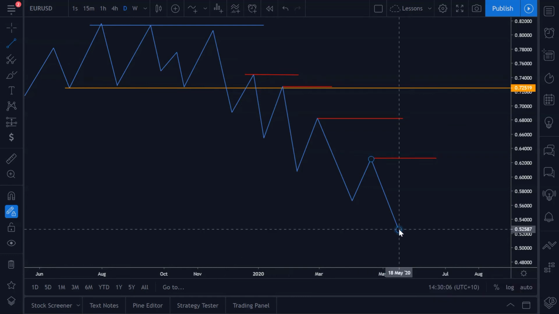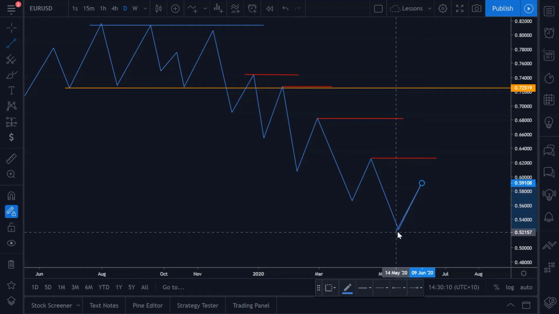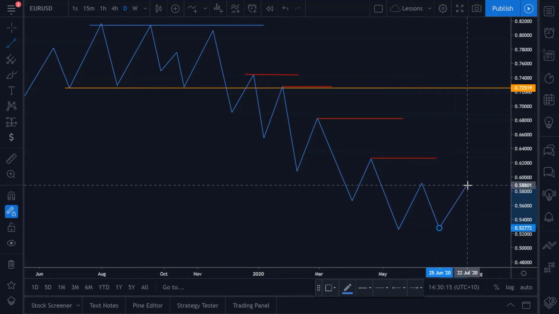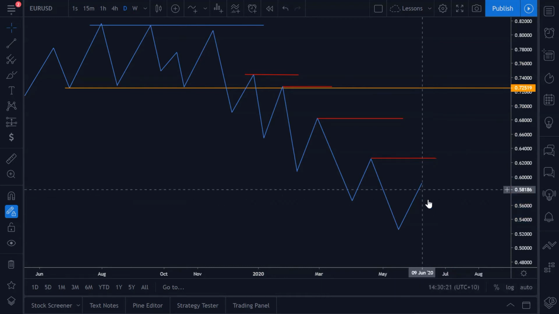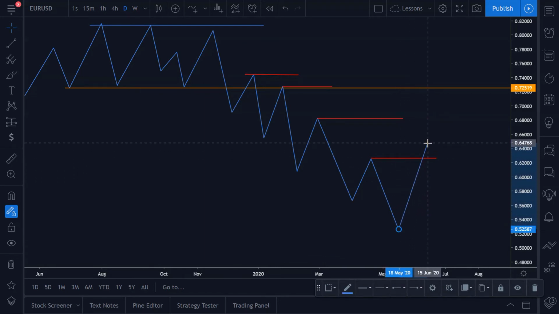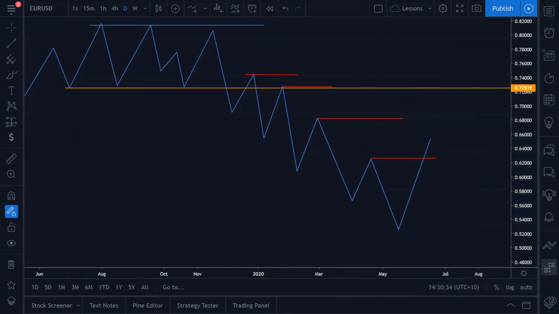Then let's say that instead of consolidating here and making a low and then failing to make a new lower low and then ranging like we did up here before reversing, let's do an example of an immediate trend reversal, a V-shaped trend reversal. So say that this market makes a new low and then immediately following that new low, it breaks and closes above this high.